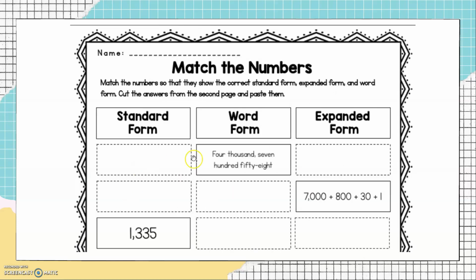Next is a worksheet that we can use in teaching place value to our primary learners. This is an example of the worksheet. So, match the numbers. They are going to write here the standard form, and the word form is already given, and they should supply the expanded form. And also, it could be that the given is in the expanded form. All they have to supply is the standard form and the word form. And a standard form would also be given, and they have to supply a word form and expanded form.